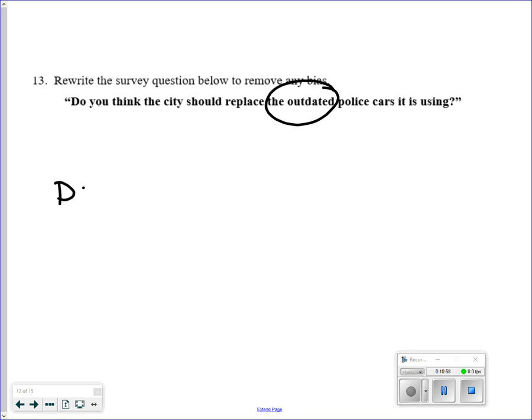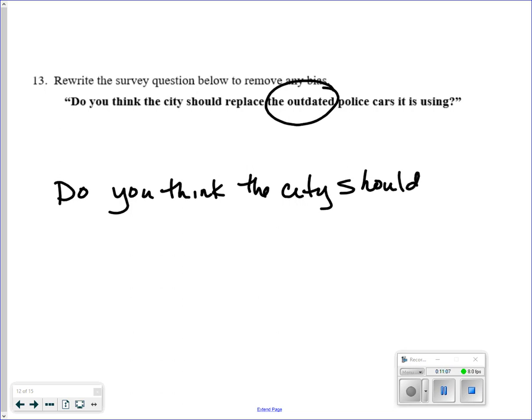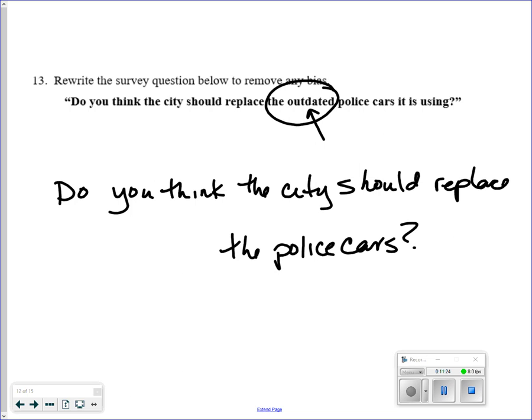So rewriting this is, do you think the city should replace the police cars? Again, now you're not giving your opinion in the matter. You're just asking, do you think the city should replace the police cars? Again, using words that give your opinion in the question ultimately make the question biased.